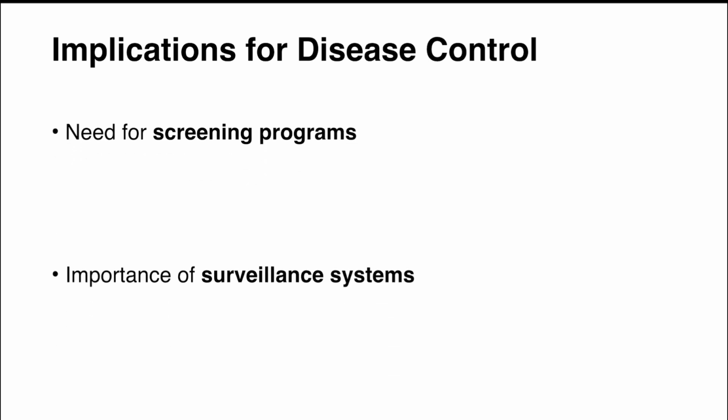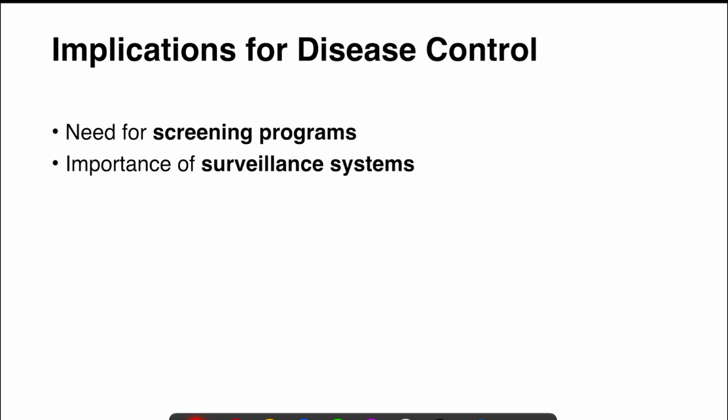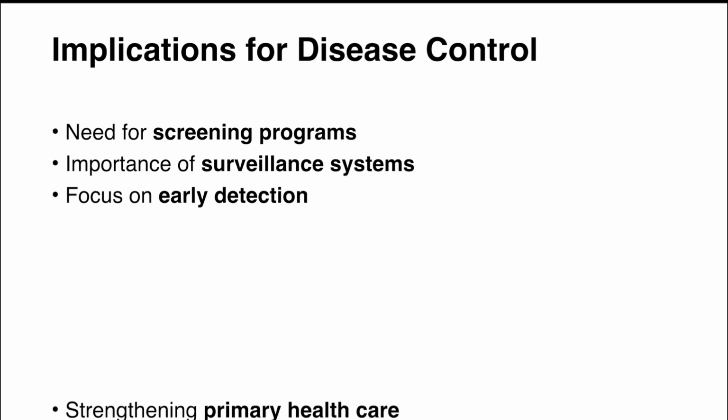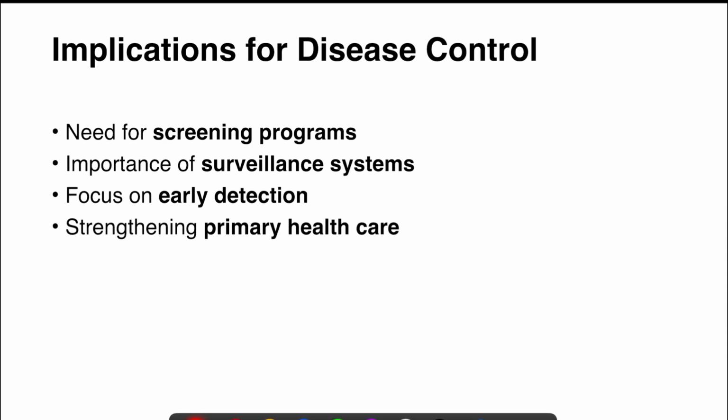What are the implications for disease control? There is a need for screening programs. There should be surveillance systems. They must be focused on the early detection of disease and strengthening of primary health care.